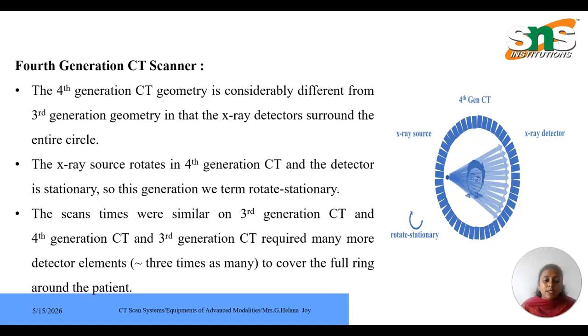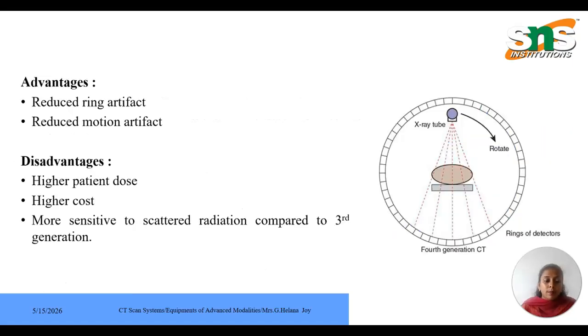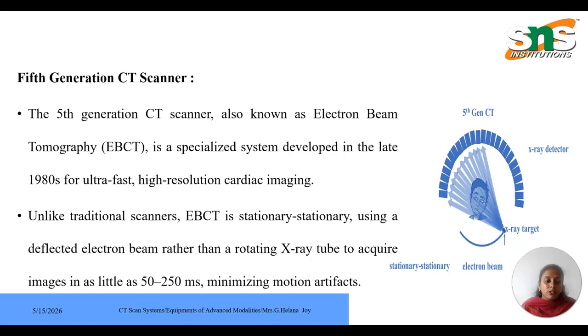The scan times were similarly short when compared to the third generation, because the detector elements were fully acquired across the patient. Advantages are that it reduces the ring artifact and reduces the motion artifact. Disadvantages are higher patient dose, higher cost, and more sensitivity to scattered radiation when compared to the third generation.